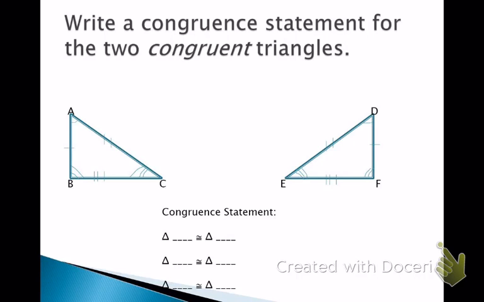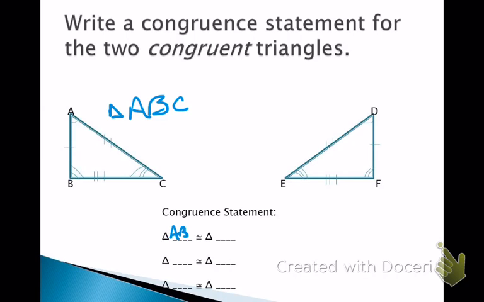Now, how do you name a triangle? Naming a triangle is pretty easy. We just start with the vertex and we work our way around, either clockwise or counterclockwise. So this first triangle could be named ABC. So we go counterclockwise and call it triangle ABC. Now there is a symbol, a little triangle that we put in front of the ABC to let us know that we're talking about a triangle.